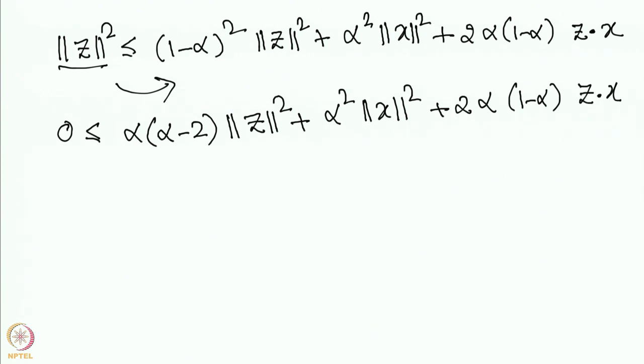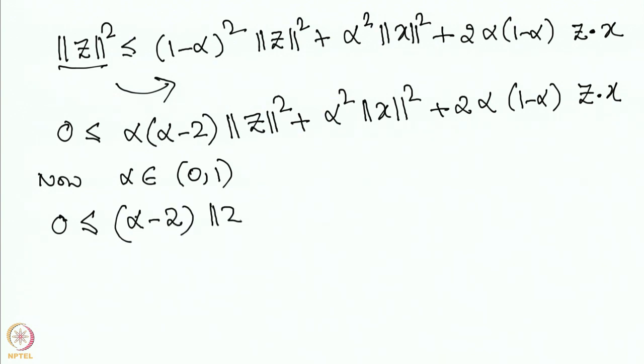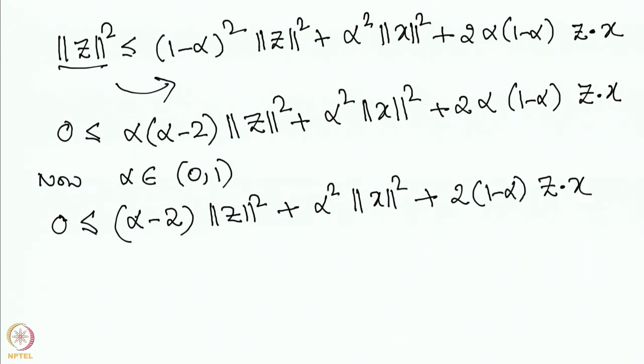Taking norm Z square to this side, we have 0 less than or equal to (1 minus alpha) whole square minus 1, that becomes alpha square minus 2 alpha, so that can be written as alpha into (alpha minus 2) norm Z square, plus alpha square norm x square plus 2 alpha (1 minus alpha) Z dot x. Now alpha is in the open interval 0, 1, by definition, so alpha can get cancelled. Dividing by alpha, we have 0 less than or equal to (alpha minus 2) norm Z square plus alpha norm x square plus 2 (1 minus alpha) Z dot x.